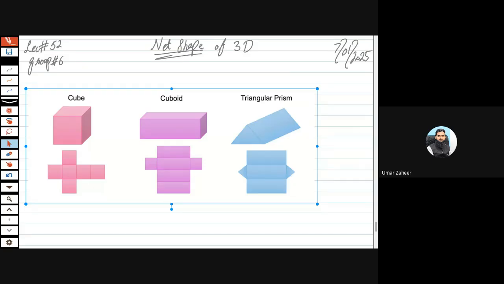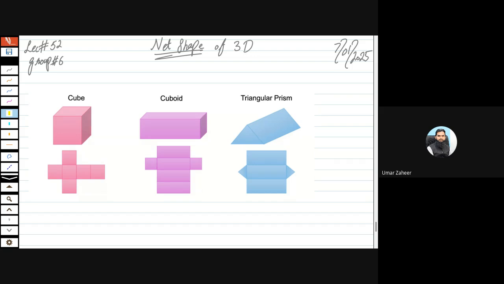Bismillahirrahmanirrahim. Today we are going to start the next 3D shape. We have done 3D shapes. We have to know what a cube, a cuboid, a triangular prism, and the other shapes, the cylinder, are. In today's class, we are going to talk about the next shape.